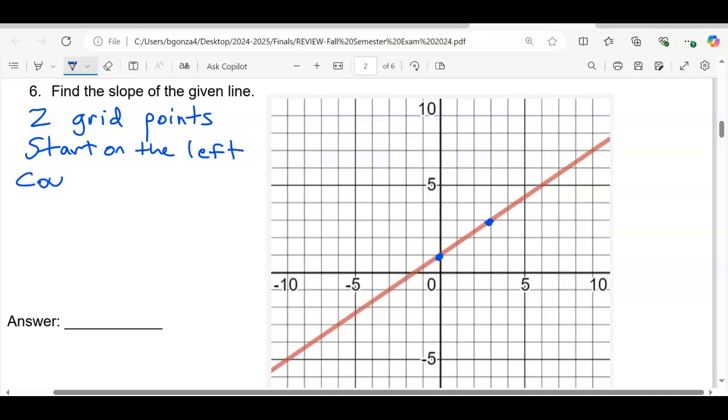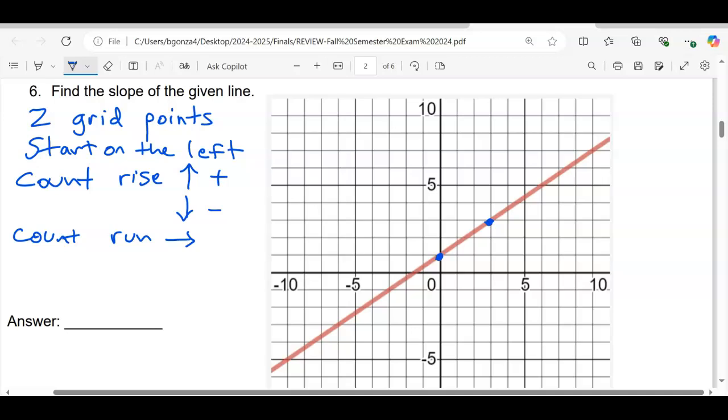You count the rise, up or down, right? Up is positive, down is negative, and then you count the run to the right, always to the right, because it started on the left. Okay, and then you make that a fraction.